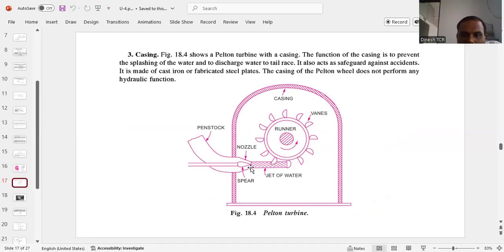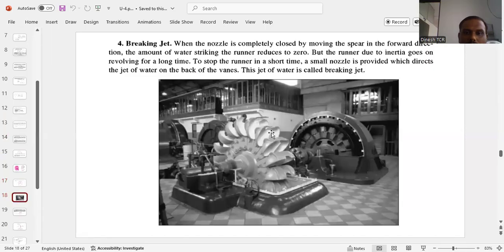The jet of water striking can be adjusted with the help of the spear arrangement. The runner will rotate the Pelton wheel, which is attached to the shaft of an electrical generator, which produces electricity. So we can obtain energy in this way. Here you can see a large turbine built for production of energy.